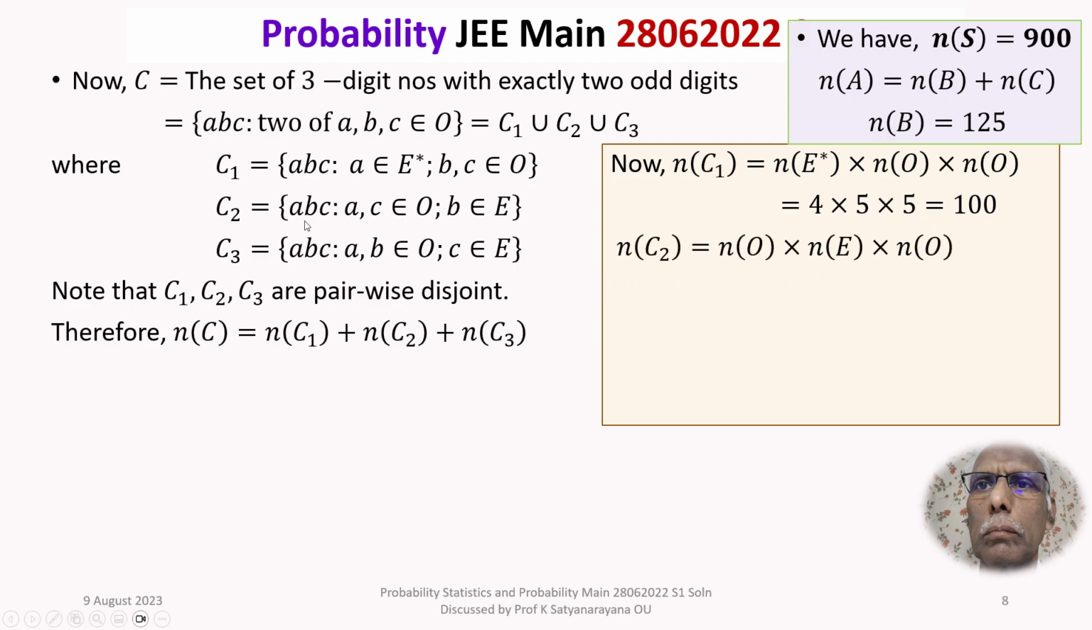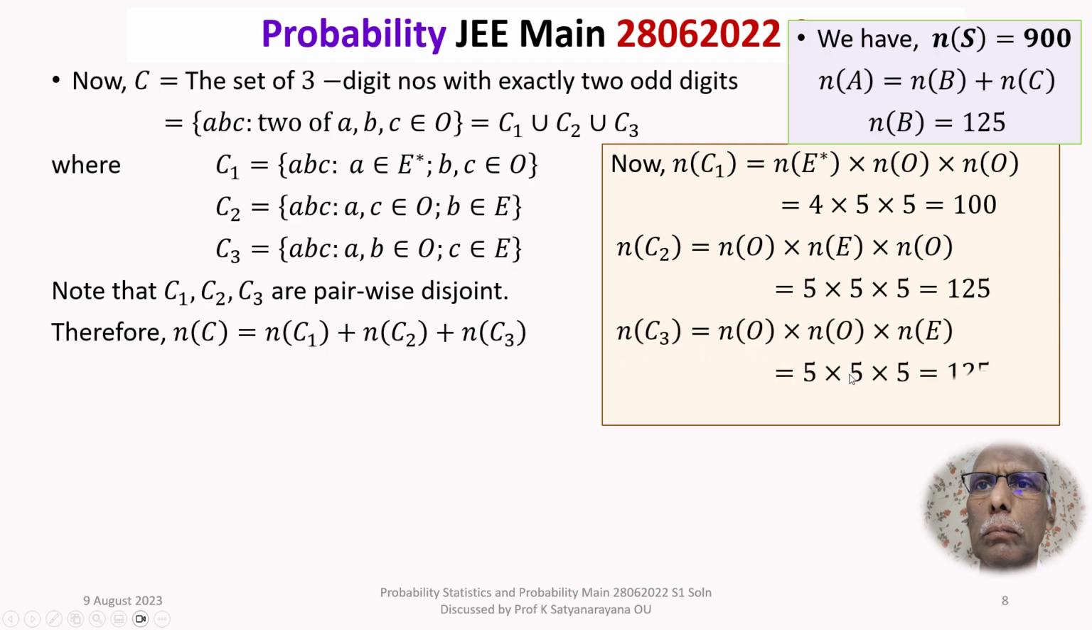n of C2. A is odd, so the number of choices will be n of O. B belongs to E, so the number of choices will be n of E. C belongs to O, therefore the number of choices is n of O. So this will be 5 into 5 into 5, 125. In a similar fashion, n of C3 is also 5 into 5 into 5, 125. And n of C is the sum of all these three numbers. So n of C is equal to 100 plus 125 plus 125, that is 350.